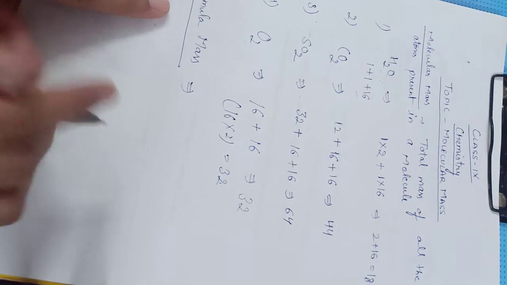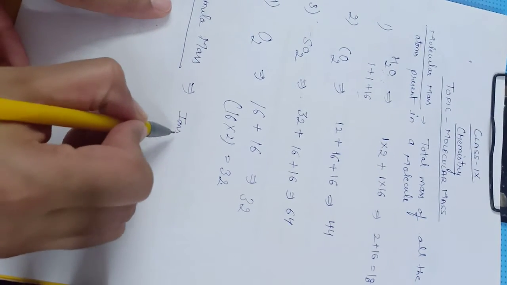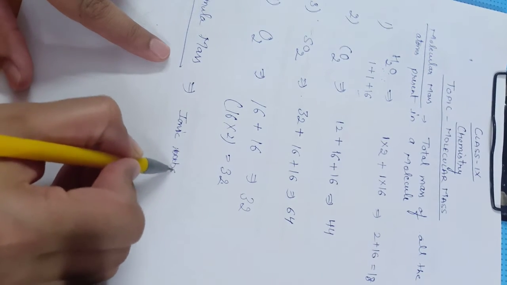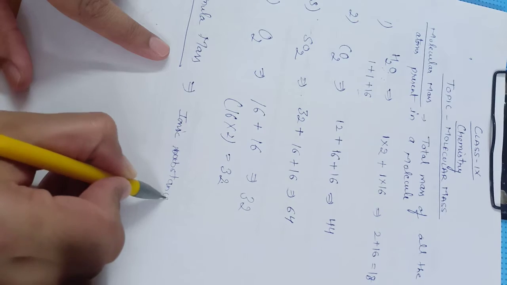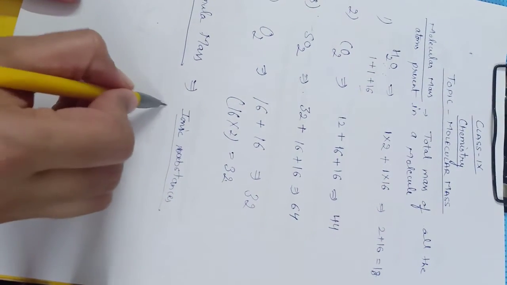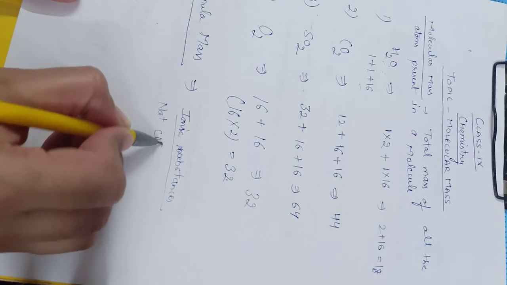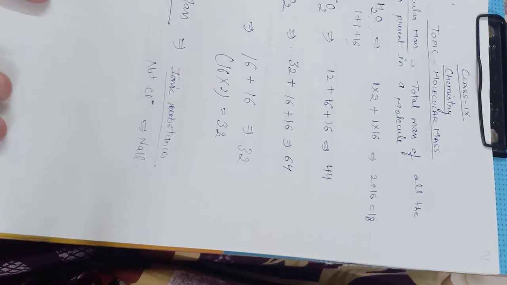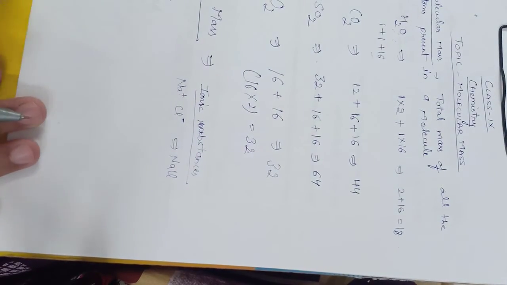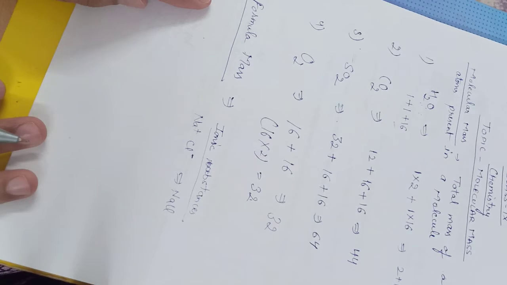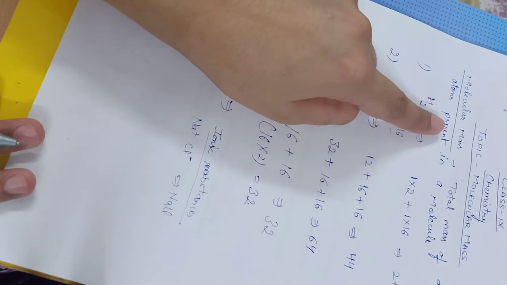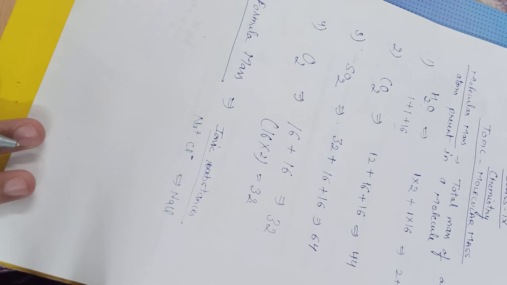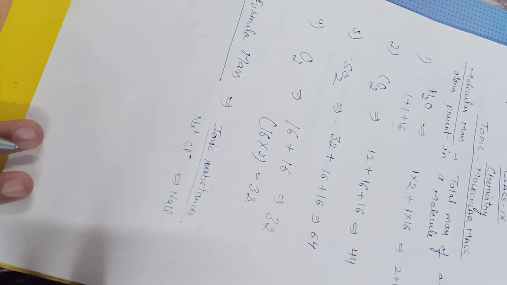And these formula masses are for ionic molecules, ionic substances which are made up of ions, like sodium and chlorine ions forming NaCl. For ionic substances we use the term formula mass, and for covalent substances we use the term molecular mass. But the calculation of formula mass and molecular mass is done in the same way.